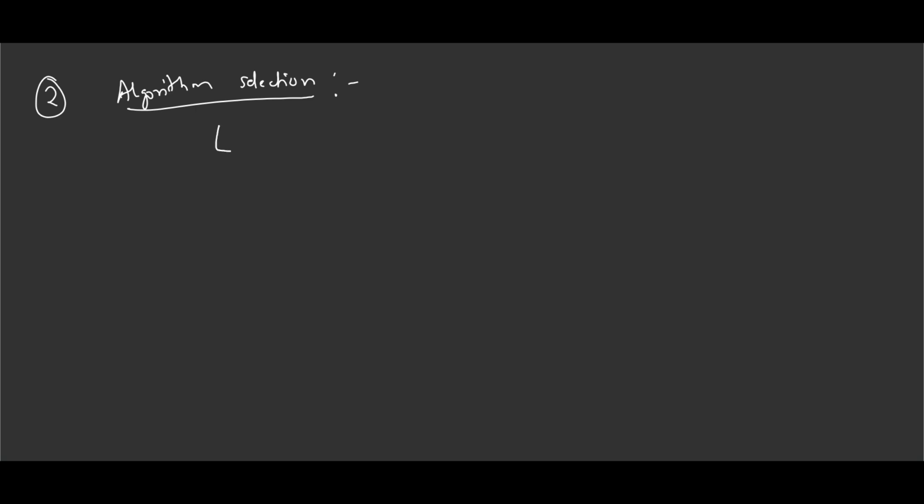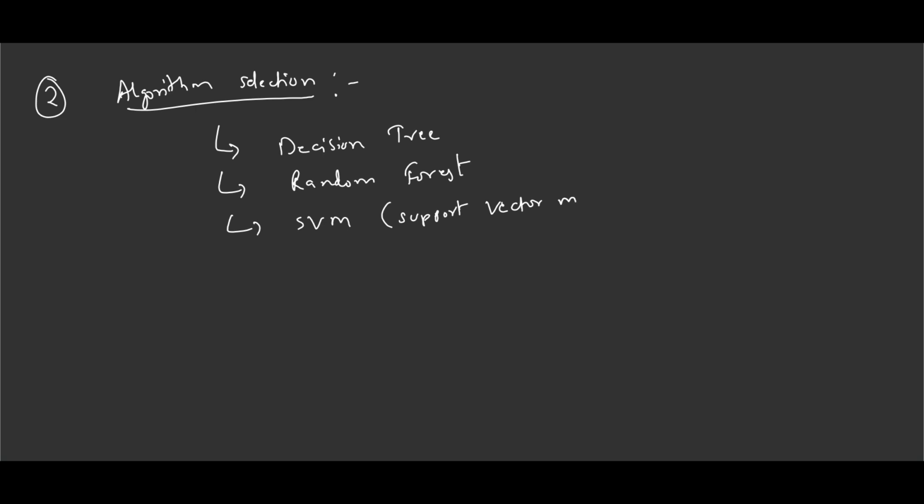Some examples of these models or algorithms are decision tree, random forest, and SVM. SVM is nothing but support vector machine. So now we saw different techniques to handle this imbalanced data set, right? So let's see now evaluation with this imbalanced data set.